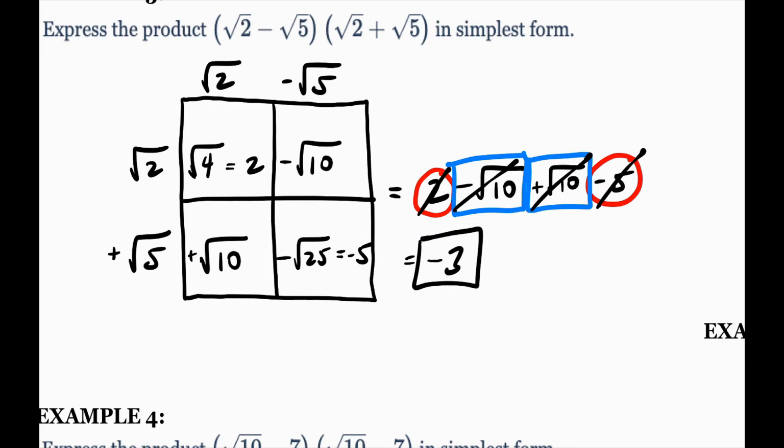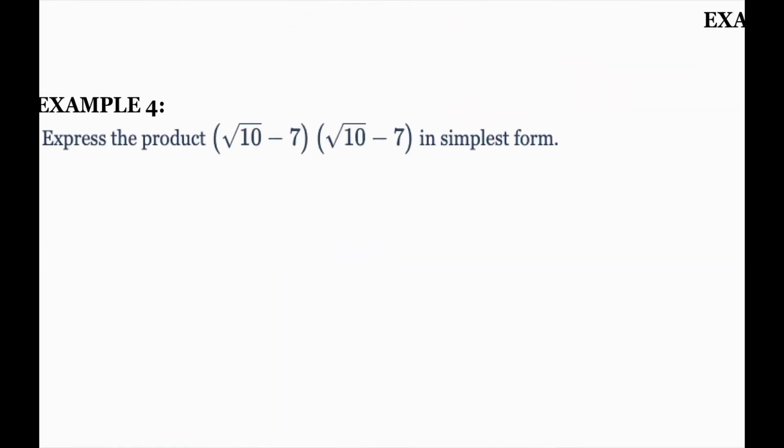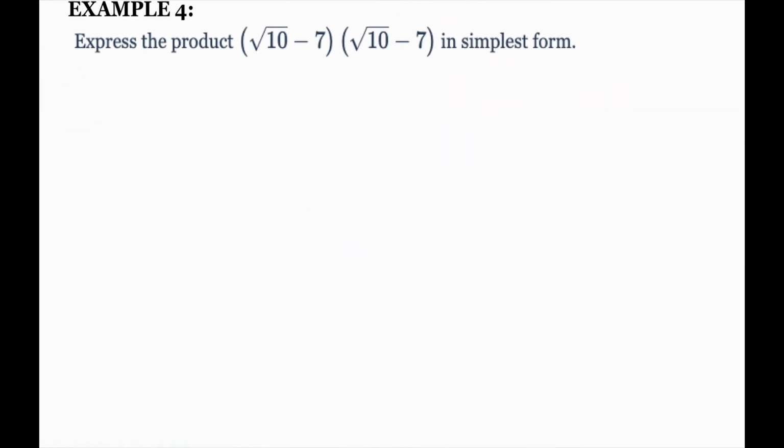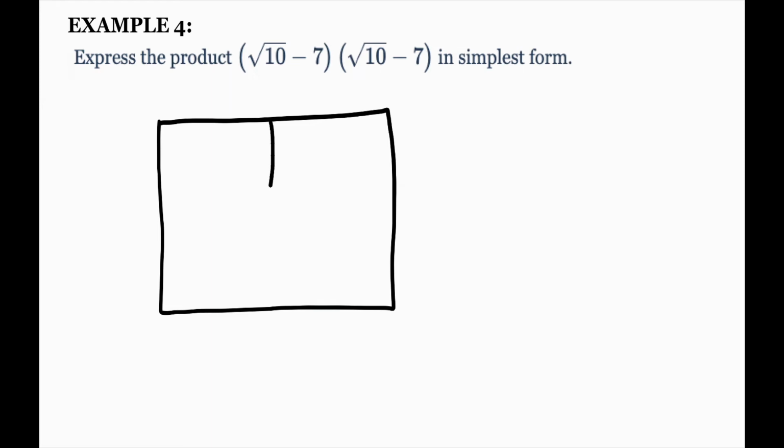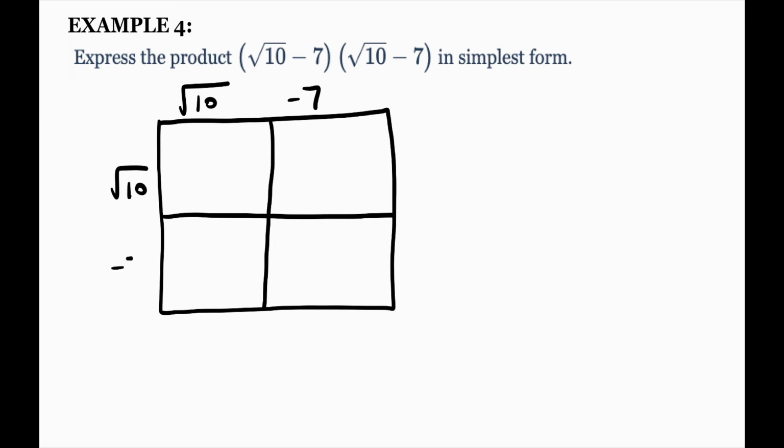Okay. So that one we had all square roots. The next one, we're going to mix square roots with coefficients. Do you see the next one we have? Okay. So they're exactly the same thing. Square root of 7, square root of 10 minus 7, and square root of 10 minus 7. They're both the same thing, right?